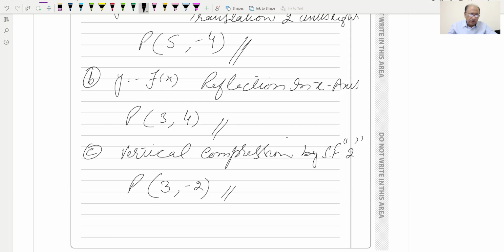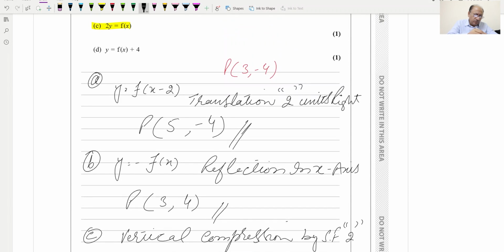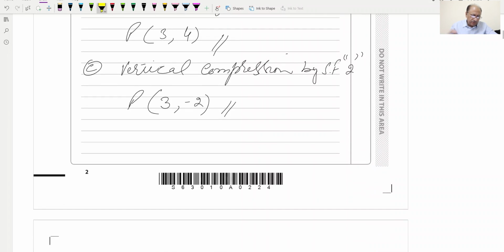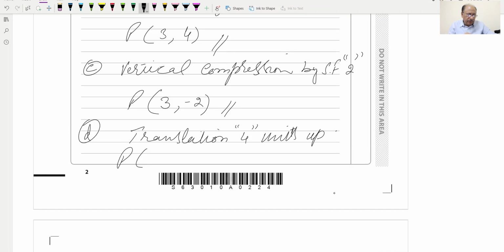And then we are looking for the last one. Y is equal to f of x plus 4, so it will be translation by 4 units up. So we can figure out this will be translation 4 units up. So new coordinates of P will be 3, and -4 plus 4 will be 0. So this will be the new coordinates of the point.